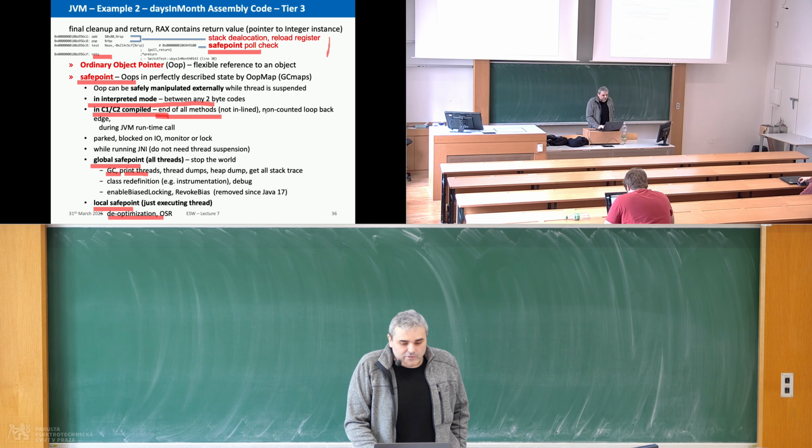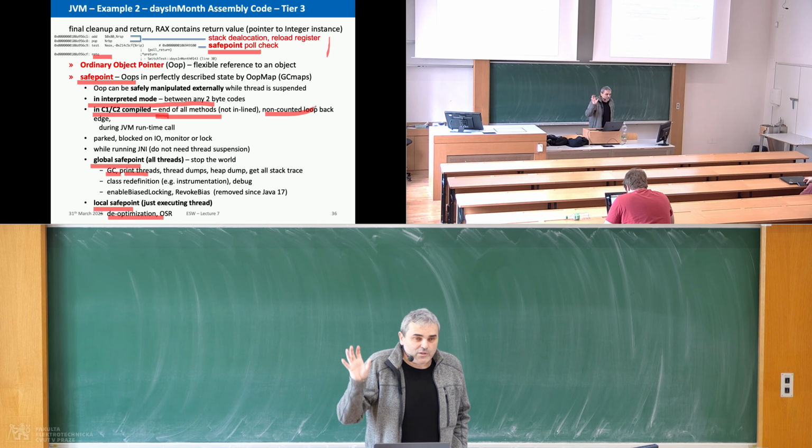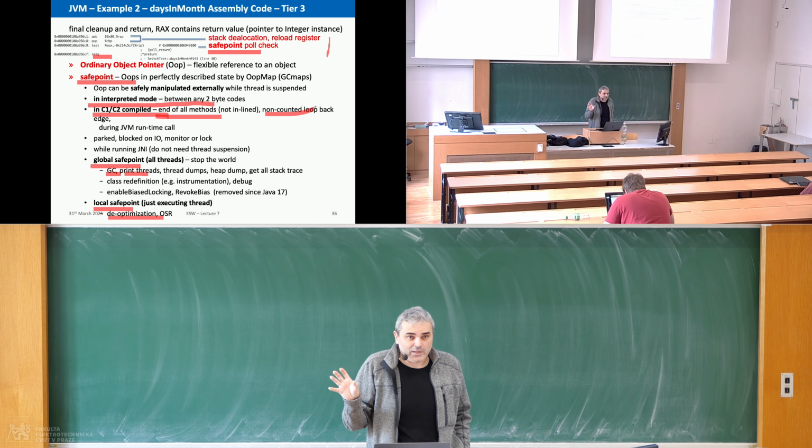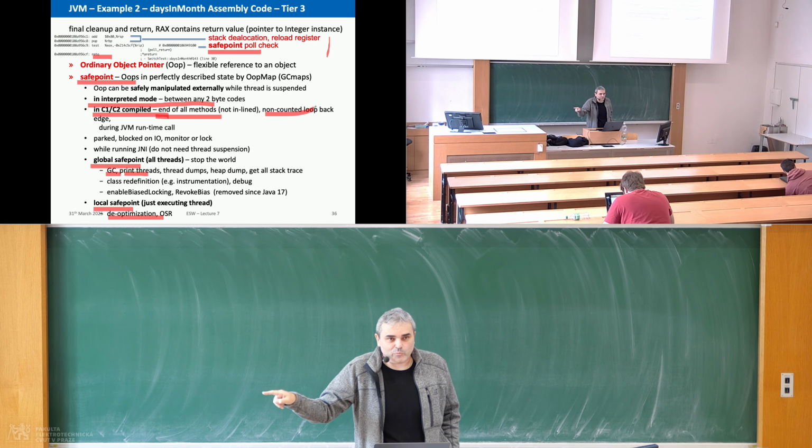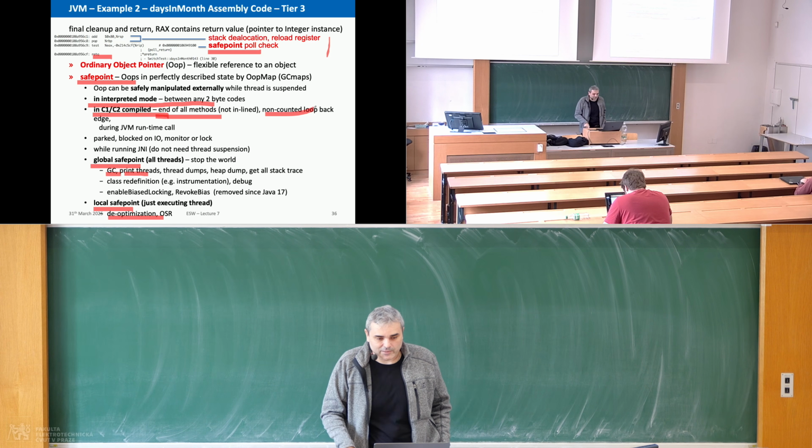Or at the loop back edge, so at the target position of every loop back edge, which is mapped to the stack map descriptions. At that moment, the description in fact says this is a pointer, this is a pointer, this is in a register, this is at that position of the frame, and so on. So that's a perfectly described state.